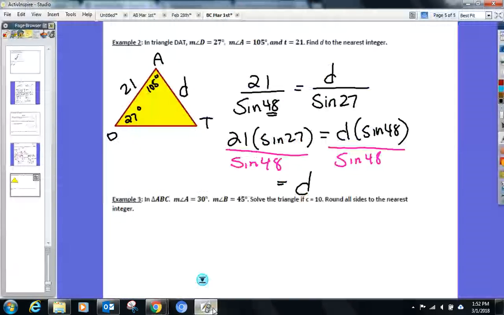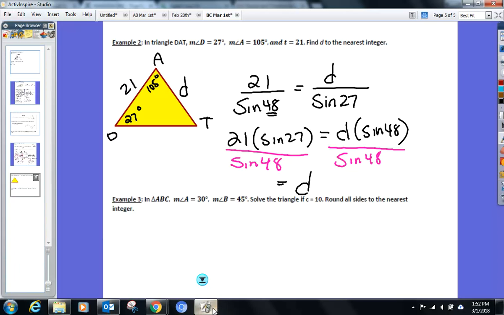Two, when you're ready. I got 12. What are you typing in your calculator? Sine of 27 times 21 over sine of 48. Go ahead and regroup. We'll get it. Okay, 12.8.